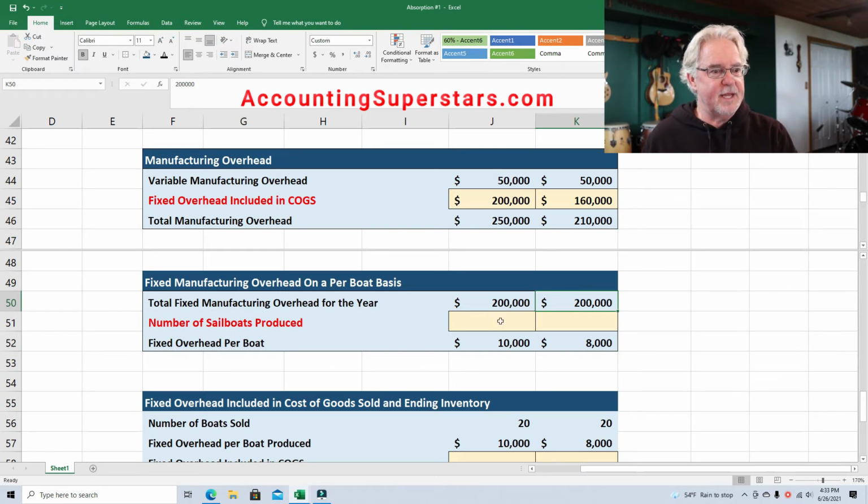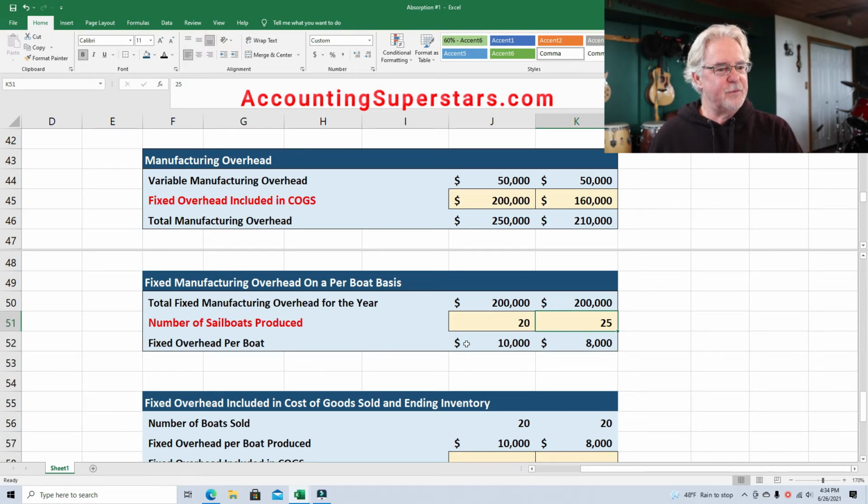The number of sailboats produced: 20 were produced in the first year, and 25 were produced in the second year. And you might say, well, so they were more productive. Isn't that a good thing? I suppose it's a good thing, but it's distorting the income statement here.